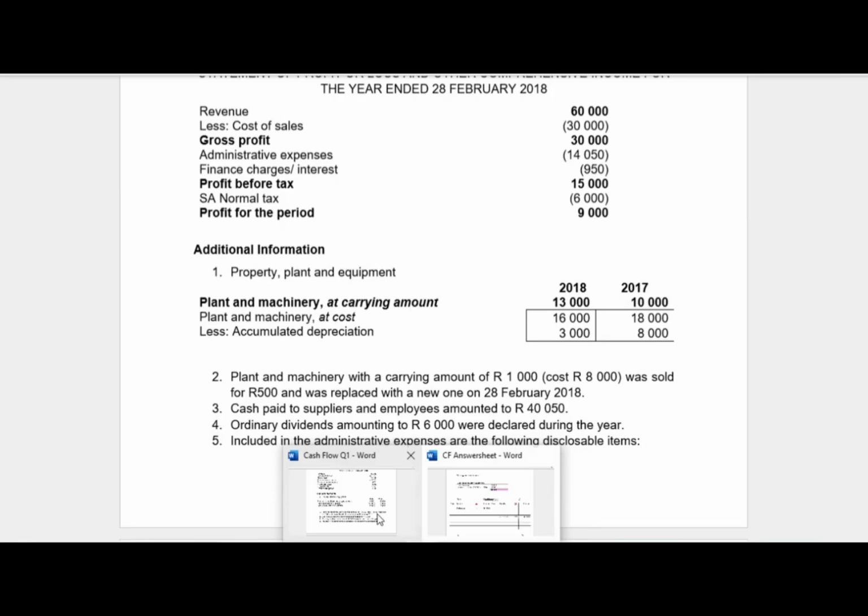So we have determined the opening and the closing. And then let's go to transaction number two. They say plant and machinery with a carrying amount of 1,000 that cost 8,000 was sold for 500 and was replaced with a new one on the 28th of February 2018. So fine. Now you go back to our answer sheet.